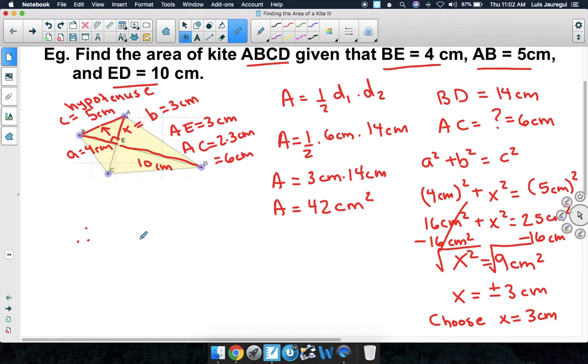Therefore, we can conclude by saying that the area of kite ABCD is 42 square centimeters. And notice that's how we can find the area of a kite.